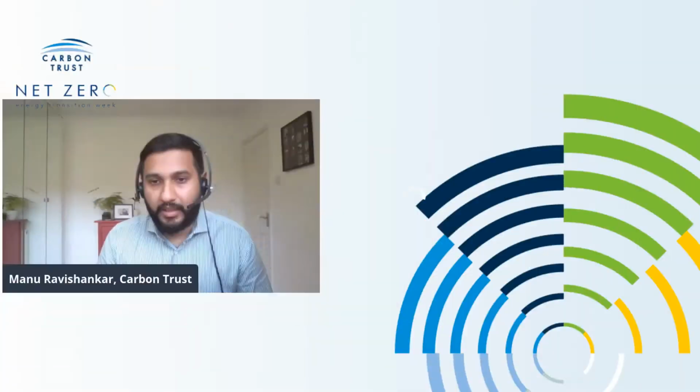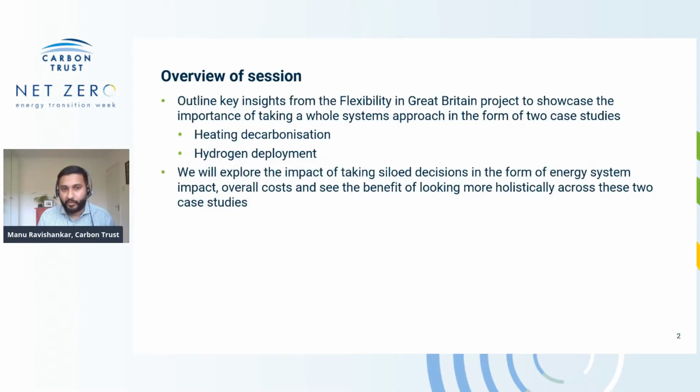Now, to expand on this session, I'm going to cover some of the key modeling insights from the project to showcase the importance of taking a whole systems approach. I will do this by using two case studies. The first one is on heat decarbonization, and the second one is on hydrogen development. Through these case studies, I will explore the impact of taking siloed decisions in the form of energy system impact and the overall cost, and also take you through the benefits of looking at it more holistically, using these two case studies as evidence.